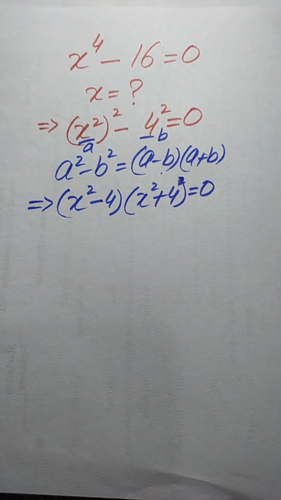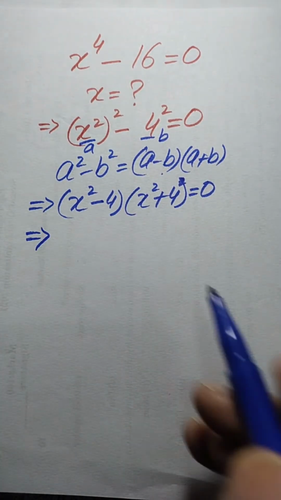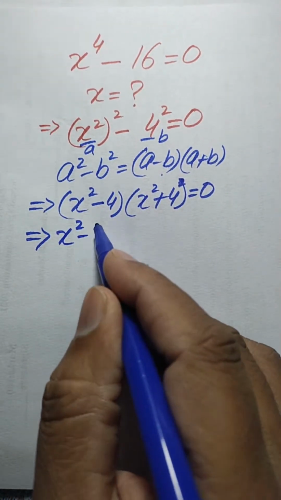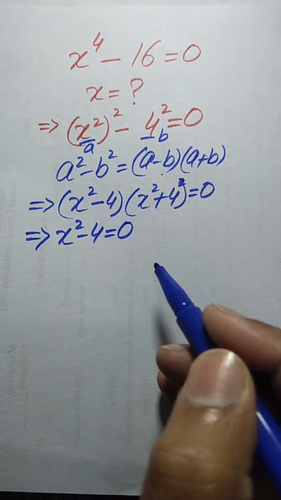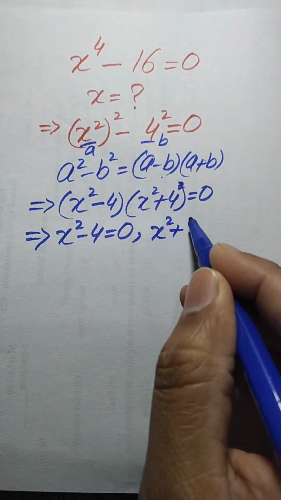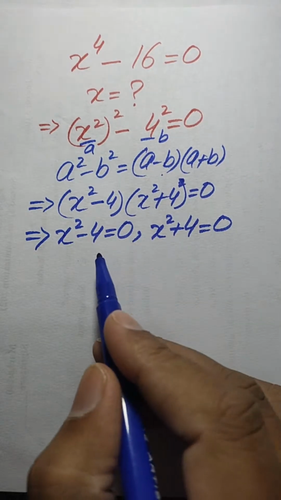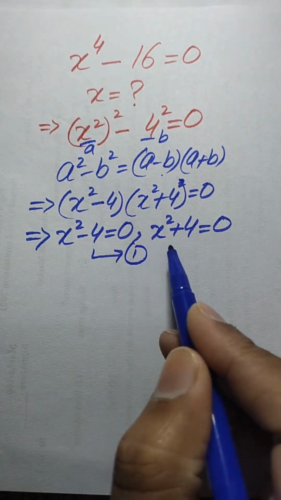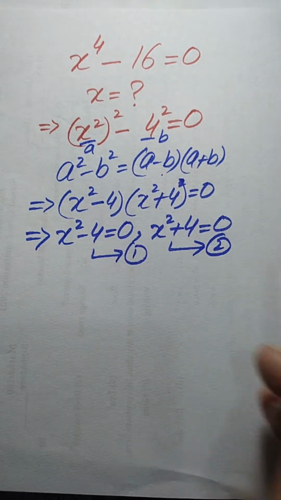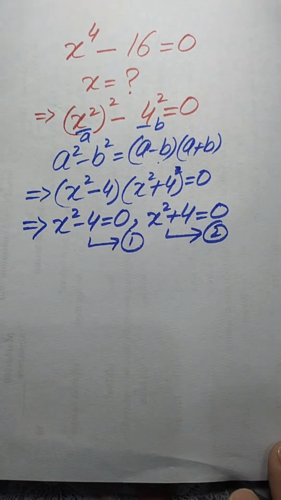In the next step we need to divide this equation into two cases. The first case is x square minus 4 equals 0, and the second case is x square plus 4 equals 0. For the values of x we need to solve these two equations, which we call equation number 1 and equation number 2. We need to solve these two equations and we easily get the values of x.